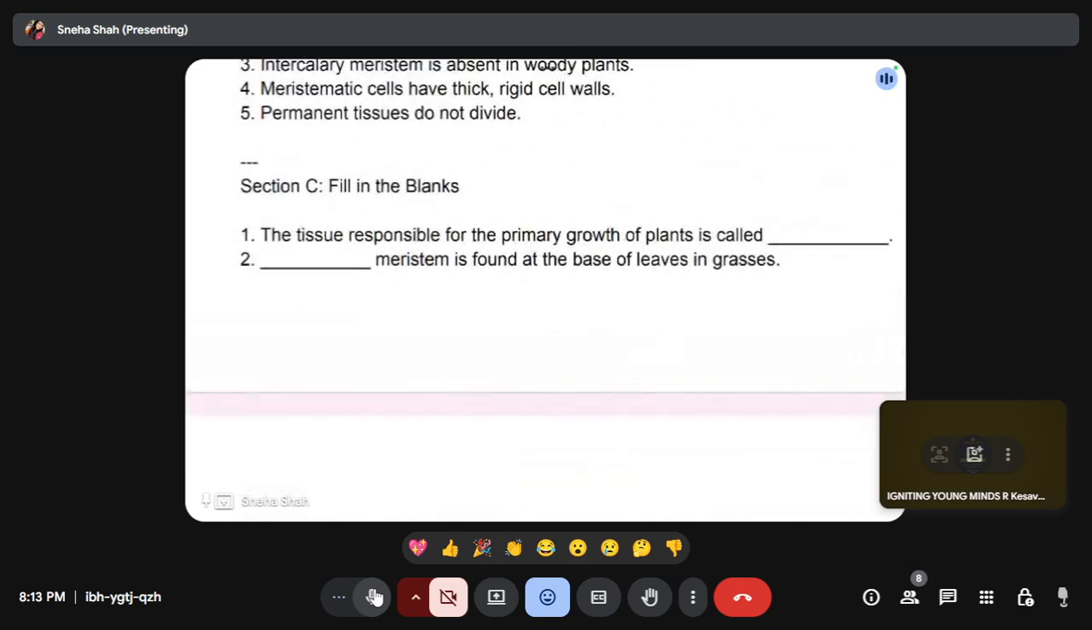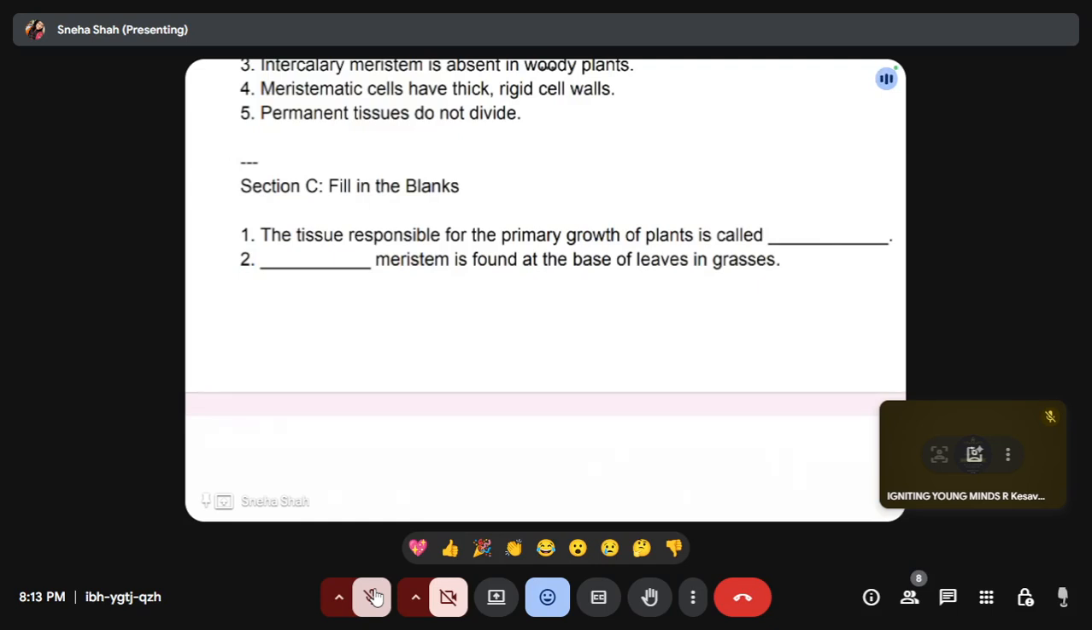The tissue responsible for the primary growth of plants is called meristematic tissue. Which meristem? Apical meristem. Please remember primary growth and secondary growth.